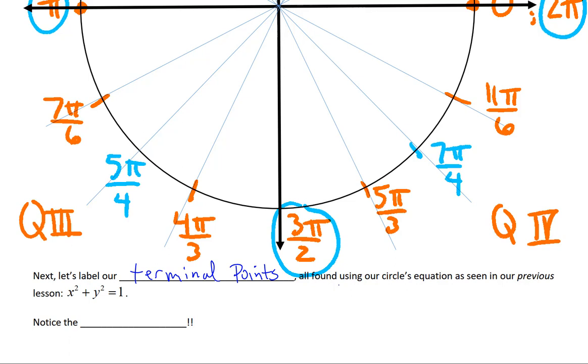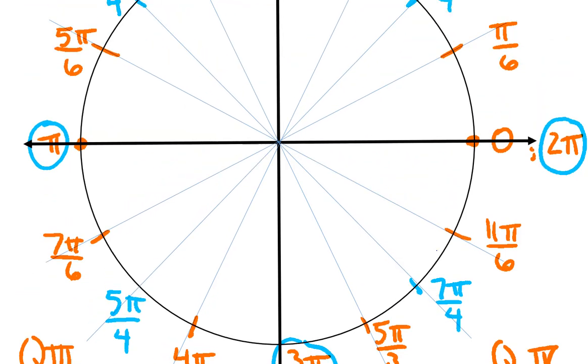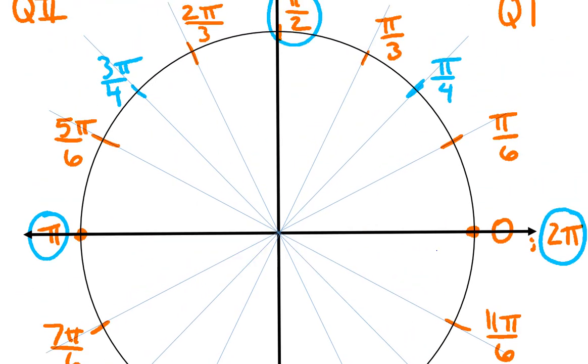Terminal points, all found using our circle's equation as seen in previous lessons. Recall, the equation of our unit circle is just x squared plus y squared equals 1. There is an algebraic process you can go through with that equation to get every single one of these terminal points. Now, the details of all those computations is beyond the purpose and scope of this lesson. So I'm going to write the results on our circle here, or draw them in, and you can see them worked out a little bit in the textbook.